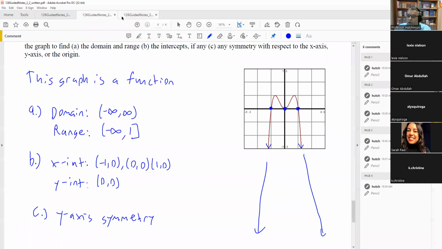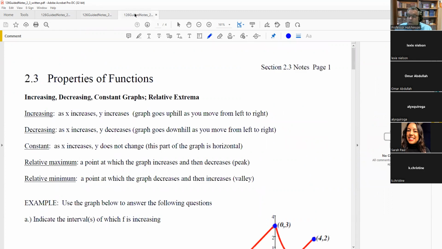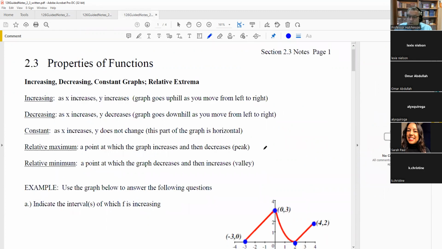All right, so now we're going to go on. So this again was a very short section, and so we're going to go on to 2.3. So this one we're not going to finish today. We're just going to go ahead and start it, and then we'll do more of these next time.